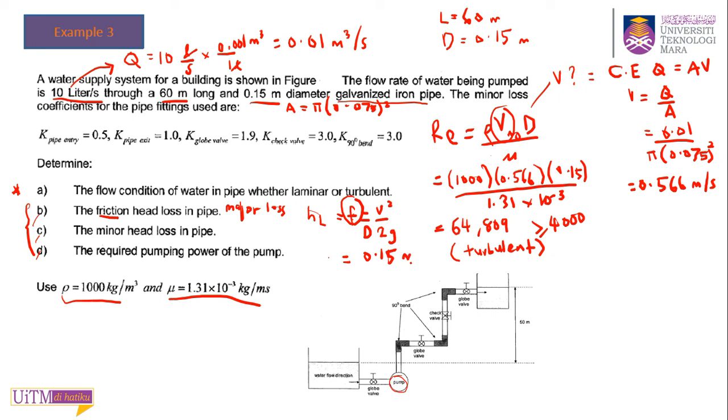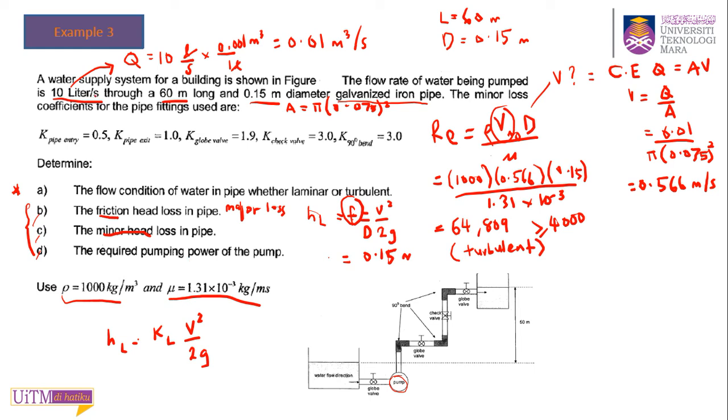Okay, so that is your friction head loss, because of the major loss. Friction is the major loss. And then for part C, they ask you to find the minor head loss. The minor head loss is equal to KL, the loss coefficient, times V squared over 2g.